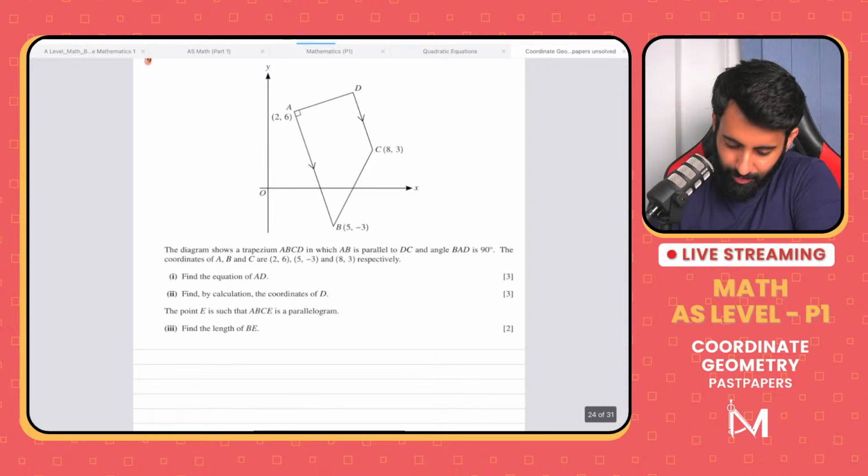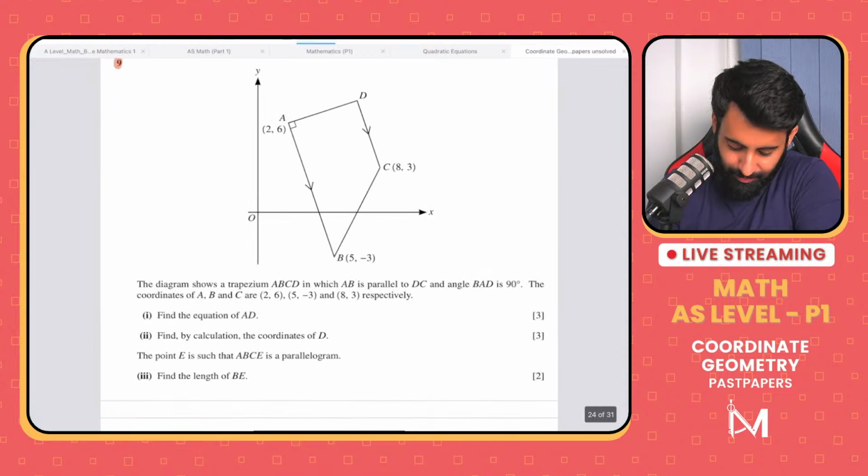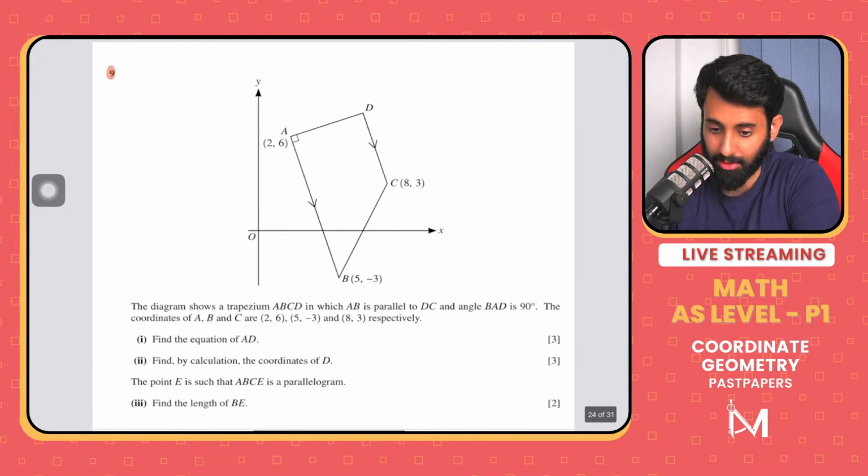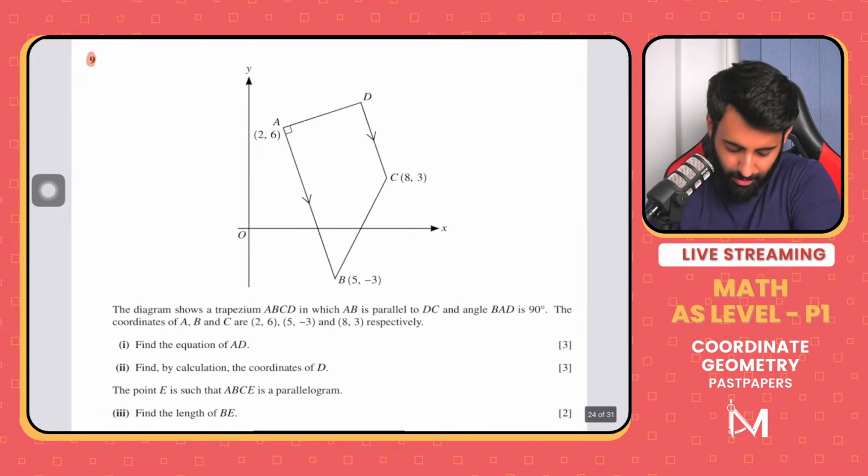Okay. So it says here AB is parallel to DC. What does the word parallel remind us of? It reminds us of same gradient. And angle BAD is 90 degrees. That means it's perpendicular, and that reminds us of the negative reciprocal of the gradient. The coordinates of A, B, and C are given respectively. Find the equation of AD.